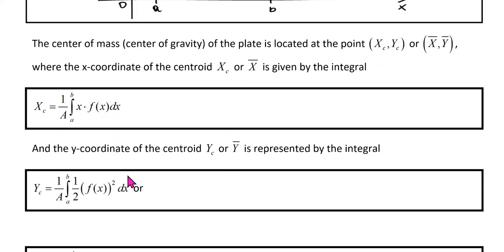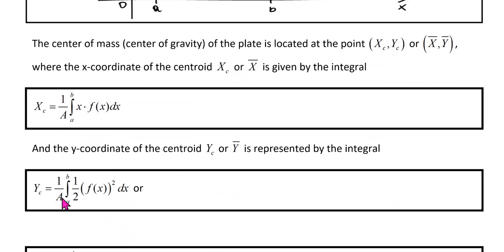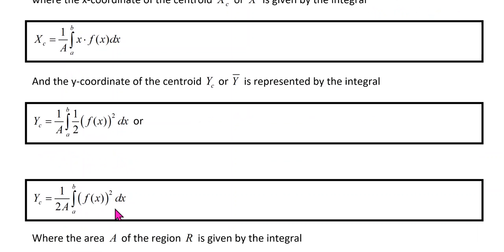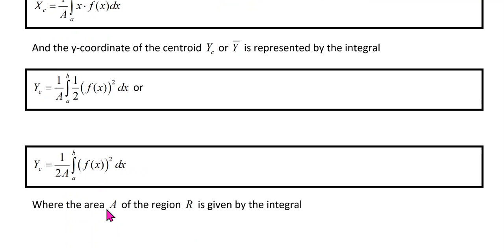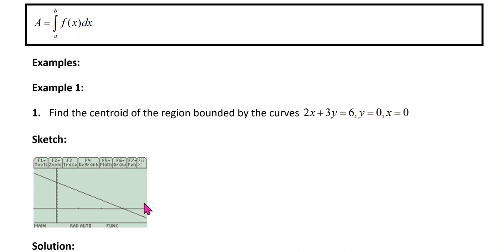Now to find the y coordinate of the centroid, y sub c, you take again 1 over A times the integral from a to b of f of x squared divided by 2 dx. Sometimes we write it like this: 1 over 2A times the integral from a to b of f of x squared dx. Again, the A that you see here is the area of the region, and we know to find the area of the region, we integrate from a to b f of x.